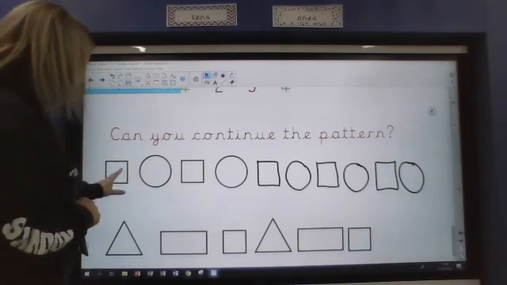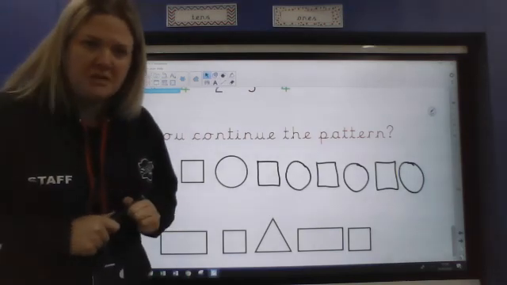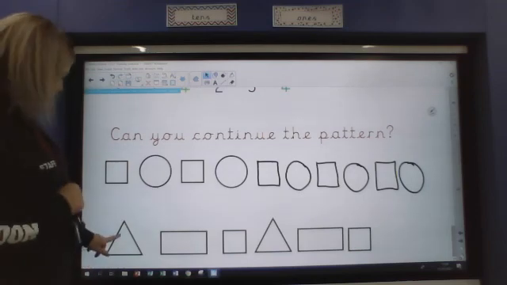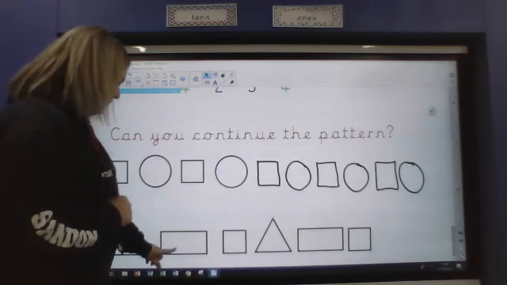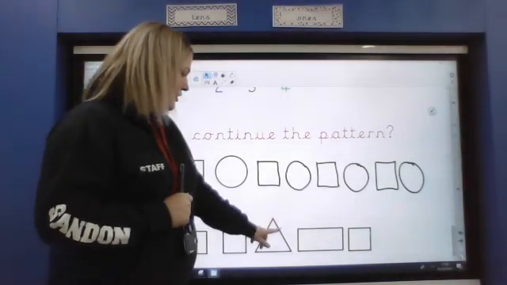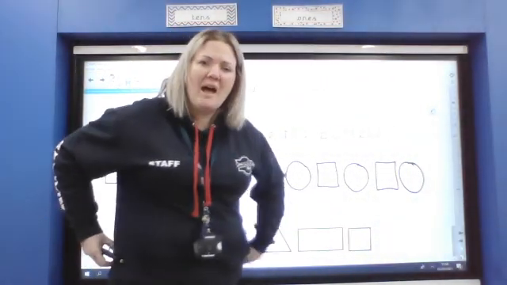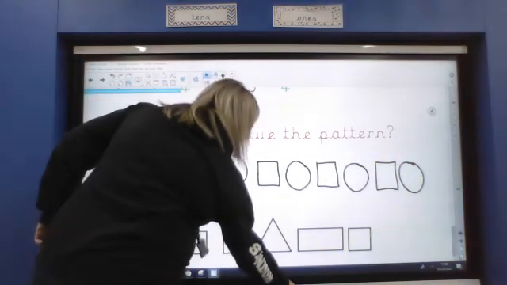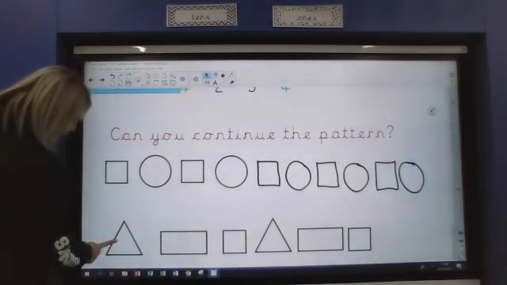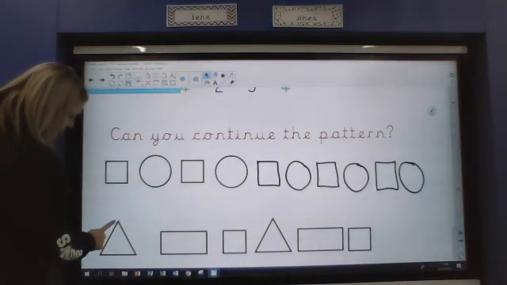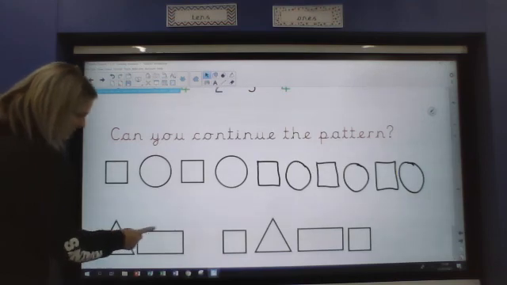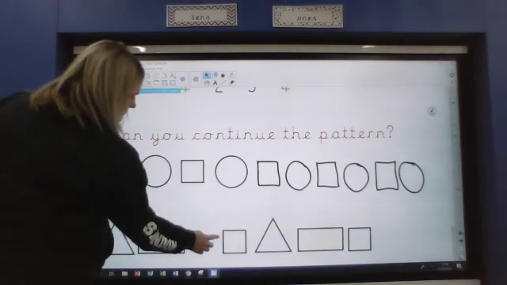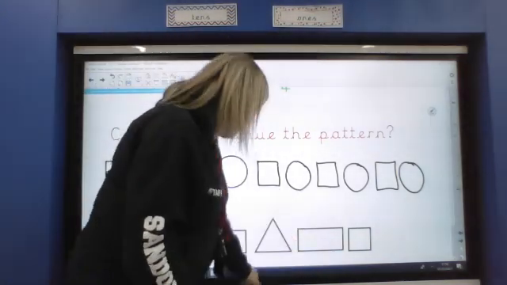Let's look at the next one because that's just using 2 shapes. We can use more than 2. Here we've got 3 different shapes. We've got triangle, rectangle, square. Triangle, rectangle, square. What would I need next? Let's just have a look. We've got a triangle, rectangle, then we've got a square. Then we've got a triangle, rectangle, square.